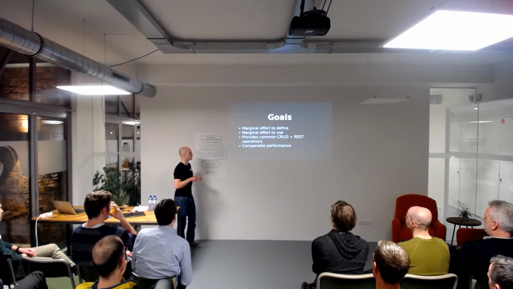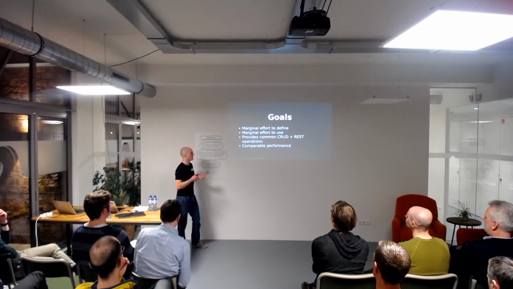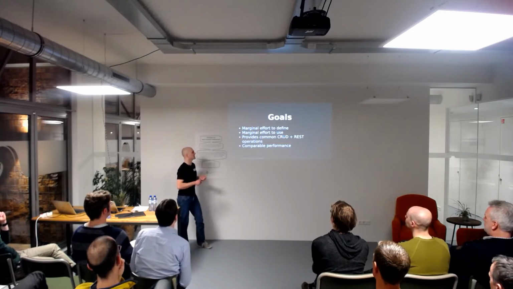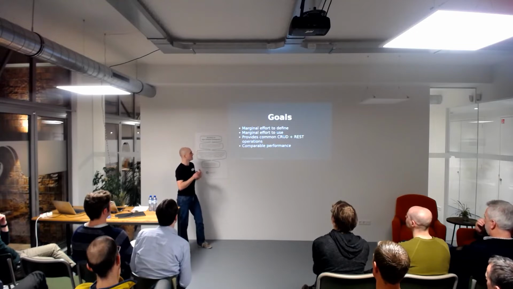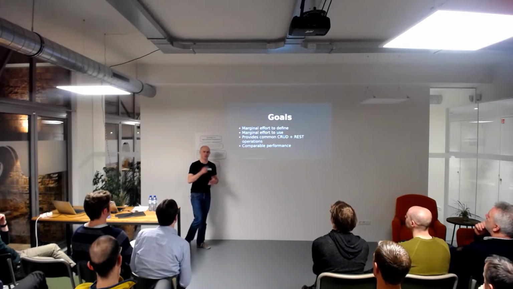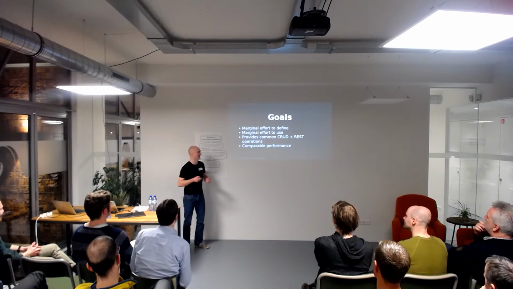So this is more like a research project. And we wanted to see whether it was good enough to use for most of our other programmers. So therefore we defined these goals. It needs to be really easy to define your data model. It needs to be really easy to use. It needs to provide all the functionality you need, and it also needs to have comparable performance to our previous solutions. Because if we make this and it's worse than PHP, then what are we even doing?